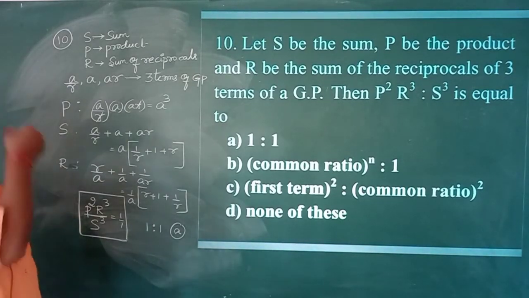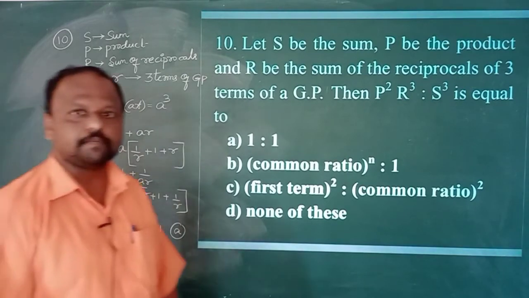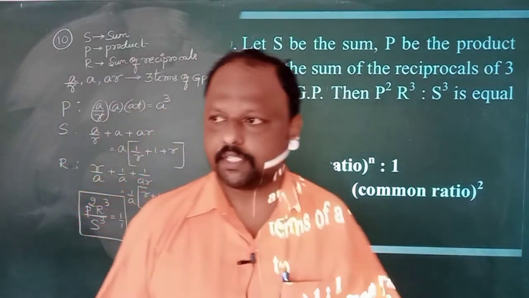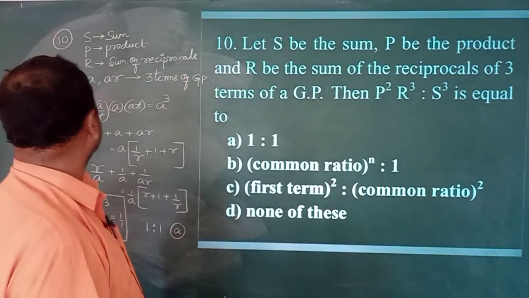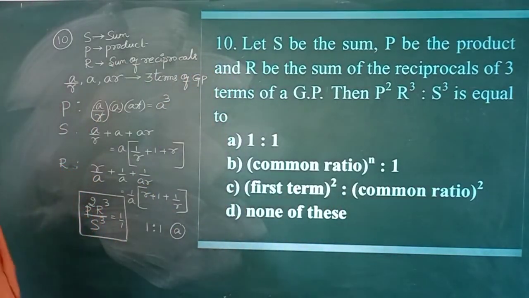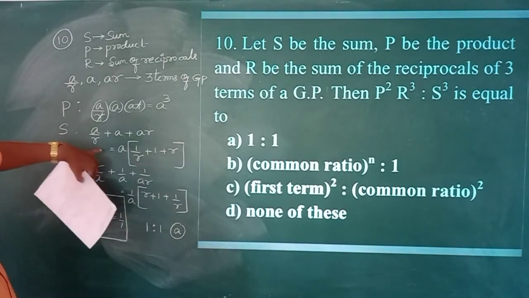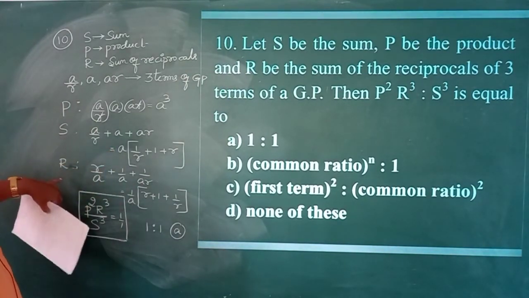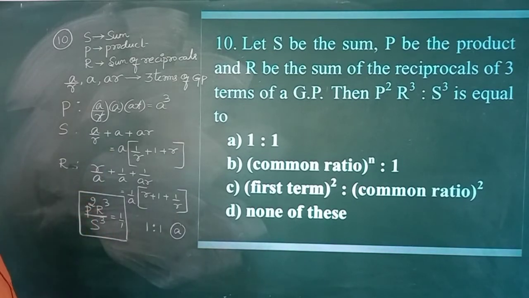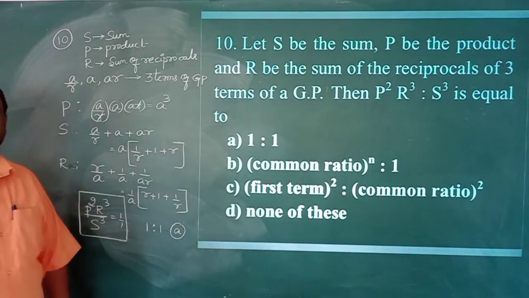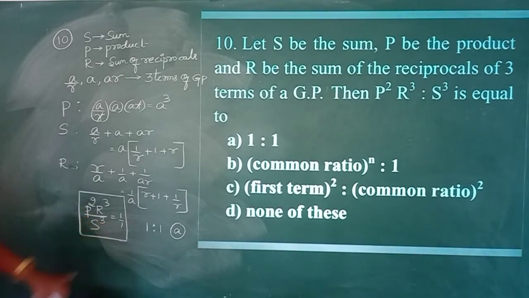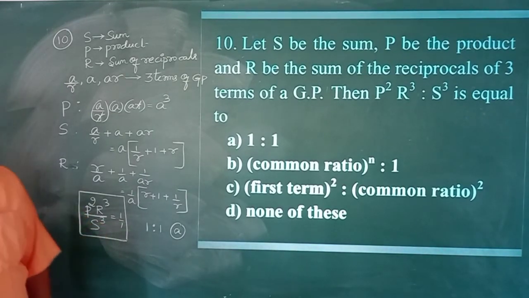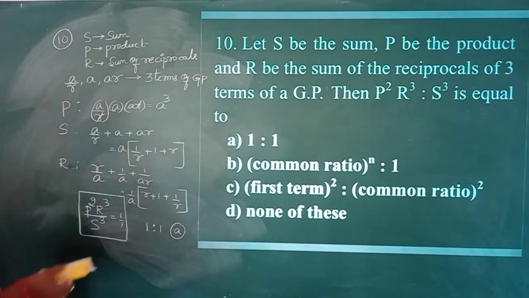So here they have given three terms are in GP. Whenever three terms are in GP, we can take a by r, a, ar. Here P is nothing but the product of three terms. S is the sum of the three terms. R is the sum of reciprocals. Therefore that ratio is always 1 is to 1. This is a standard result. Go for the next one.